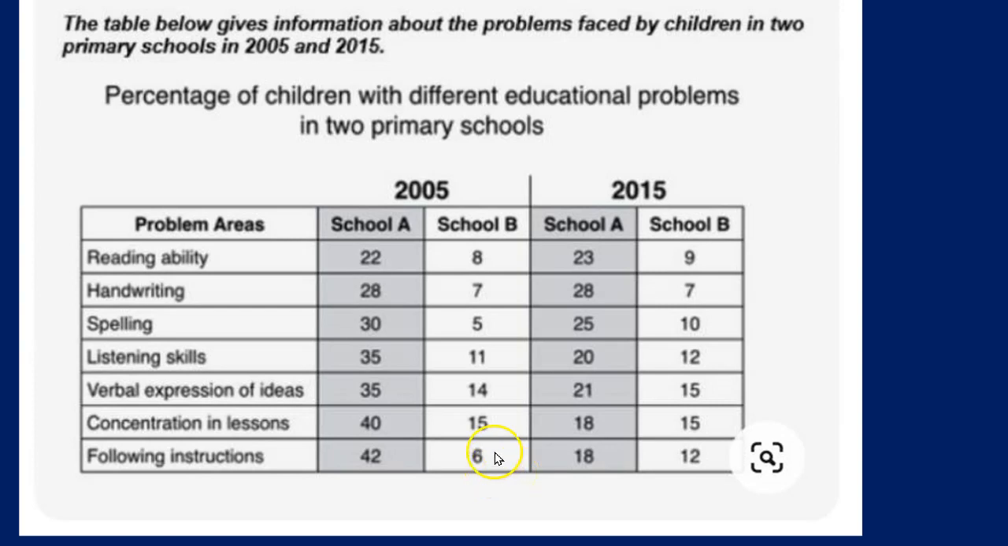Well, I know that reading and writing are combinable, and that spelling is almost part of that. Whereas listening and verbal expression, listening and speaking, are connected. And concentration and following instructions, those two are definitely combinable. Okay, so we've got 3 large categories here of problem areas in our 2 schools.